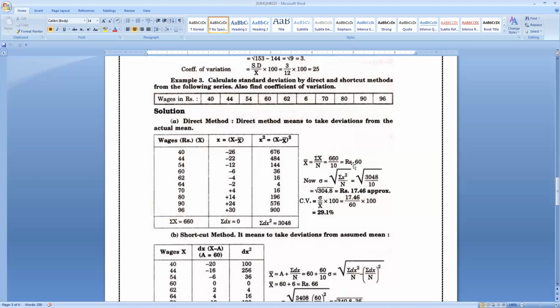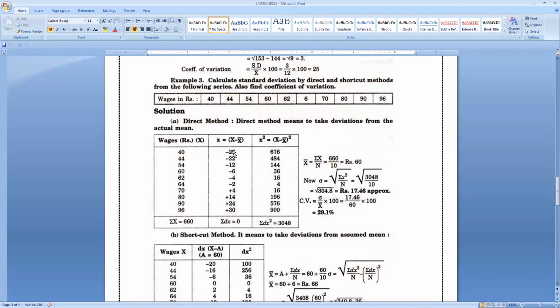Sorry, here the value of mean is 660 by 10, it is nothing but 66. So 40 minus 66 is minus 26. 44 minus 66 is minus 22. 54 minus 66 is minus 12. 60 minus 66 is minus 6. With the help of actual mean, we are doing 62 minus 66, which is minus 4. 64 minus 66 is minus 2. 70 minus 66 is plus 4, 80 minus 66 is 14, 90 minus 66 is 24, 96 minus 66 is 30. Then the total of all dx values, we are getting, is 0.